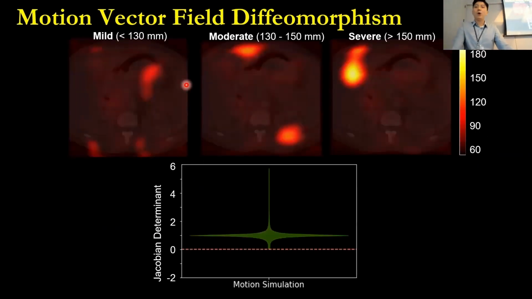Finally, diffeomorphism is also enforced in our simulation data. Let's first revisit these 3 images at different motion scales. Although relatively large motion was presented, the diffeomorphism is still maintained. As we can see from here, there are no negative values of Jacobian determinants presented.